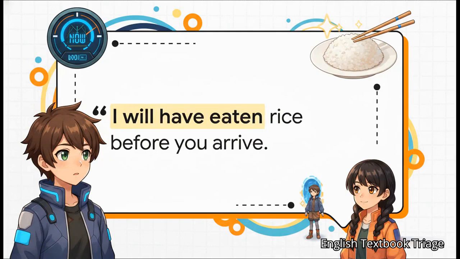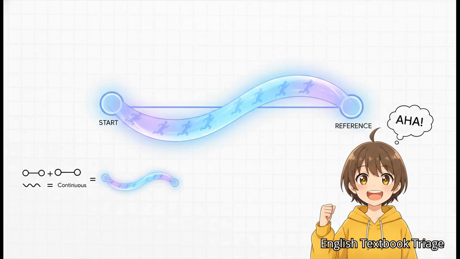And the future perfect does the exact same thing, just in the future. This sentence connects the action of eating to that future reference point, your arrival. It's a promise that the eating will be done and dusted before that future moment happens. So what happens when we throw our last building block, continuous, into this mix? It's actually really simple. We're still connecting 2 points in time, but now we're also shining a big spotlight on the duration of the action, how long it's been happening.